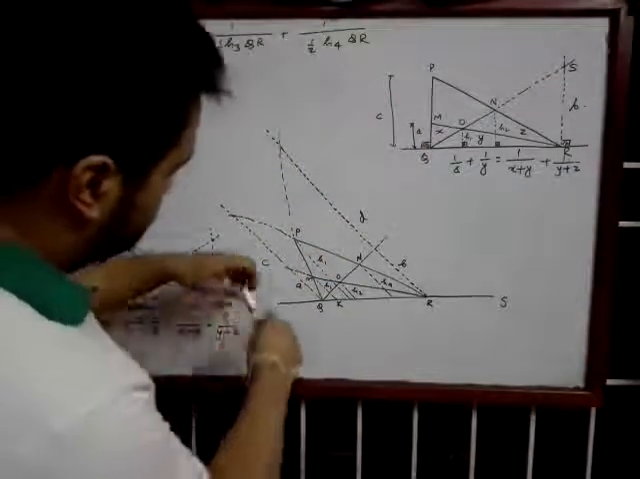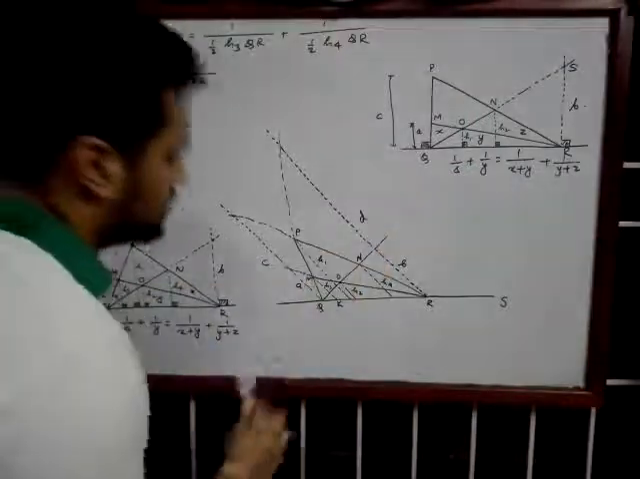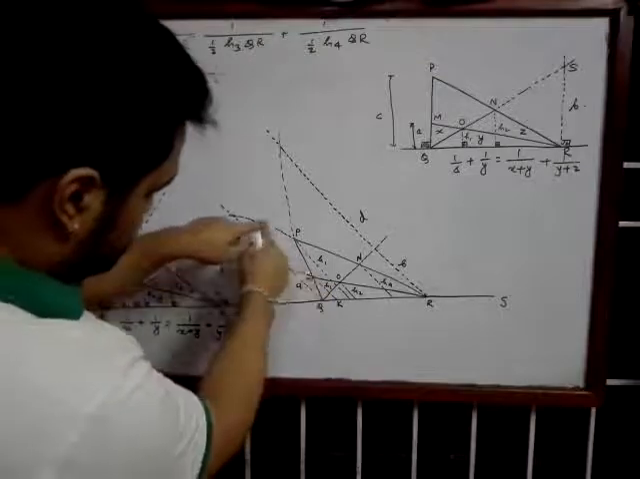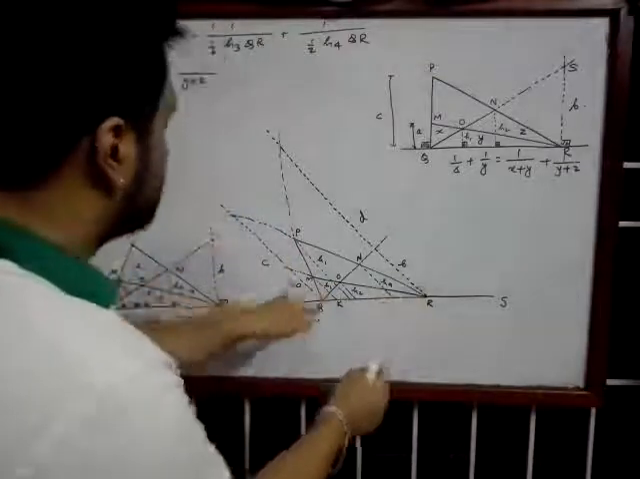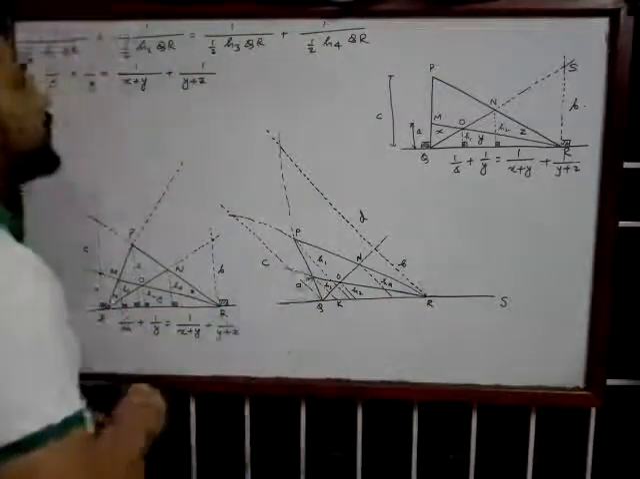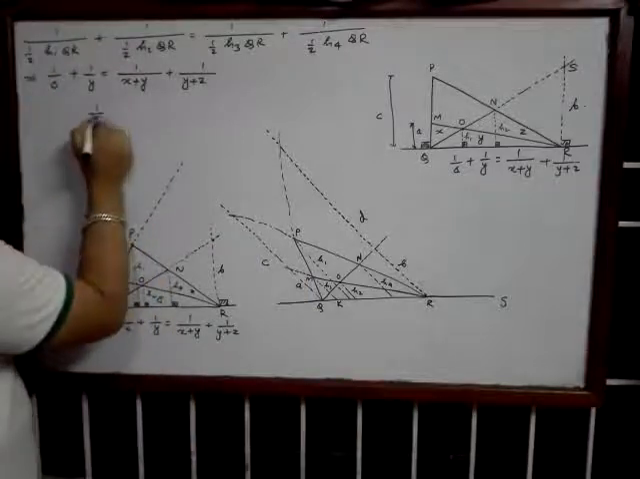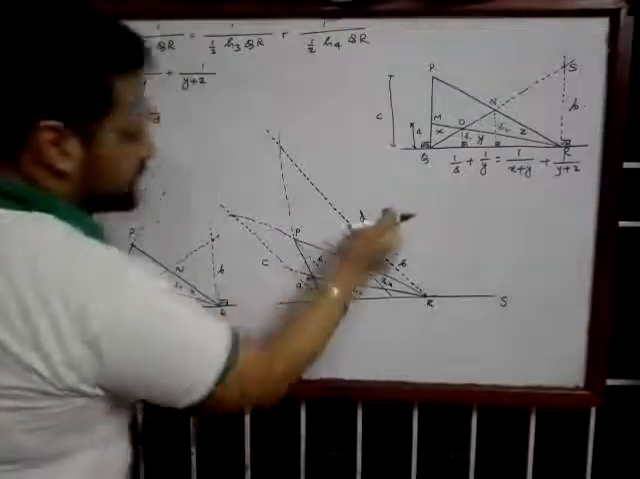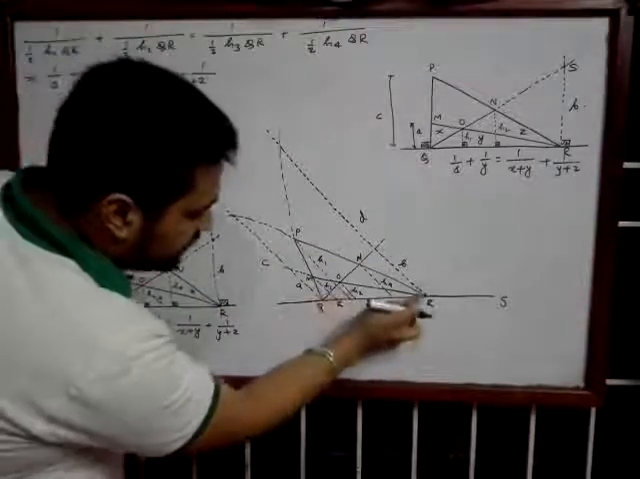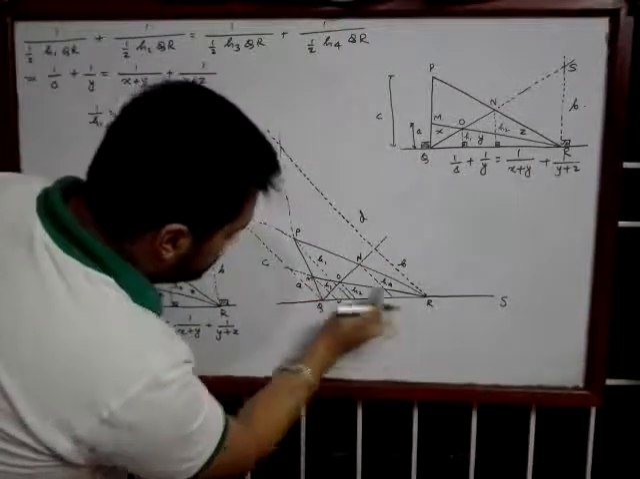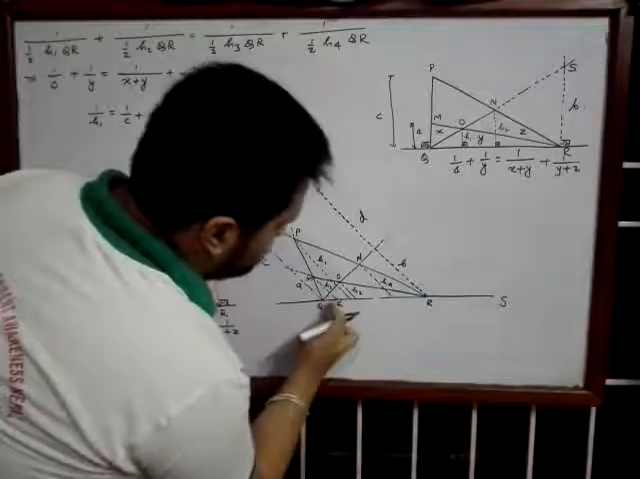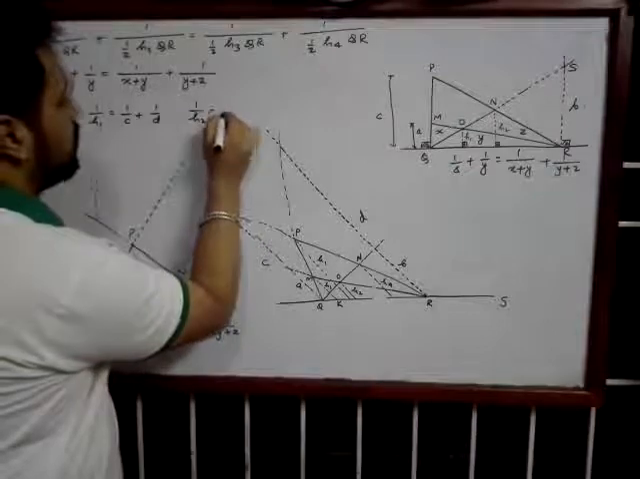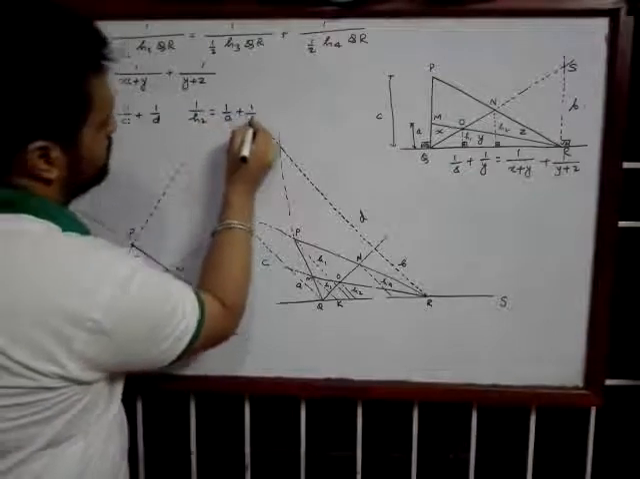Since these are parallel lines, okay? For H1, we have this triangle and this triangle. So 1 by H1 is 1 by C plus 1 by D, C and D, okay? For H2, let's see, this triangle and this triangle. So for H2, 1 by H2 is equal to 1 by A plus 1 by B.